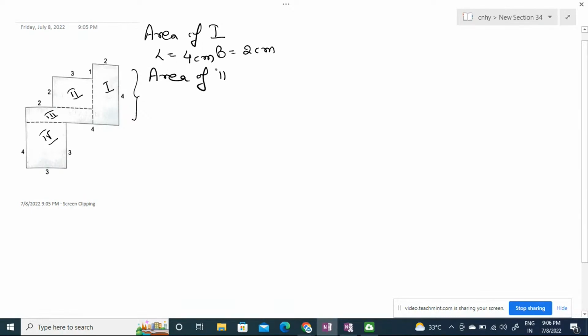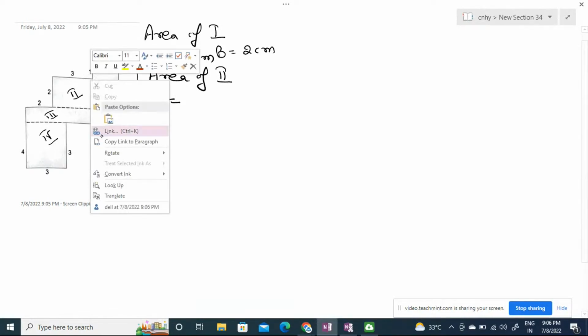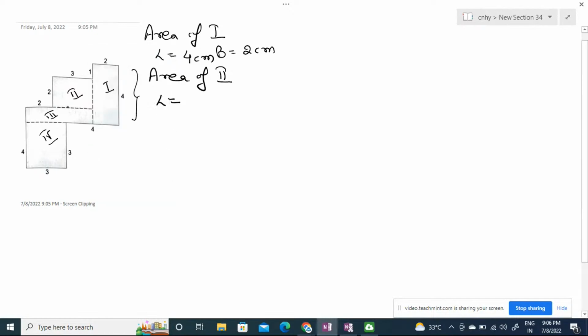Now, area of the second figure. Firstly, write length and breadth, all the dimensions for the second one. Length is 3, and breadth is 2 centimeters.